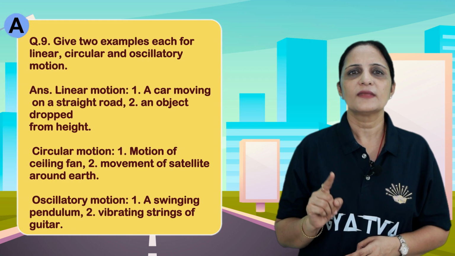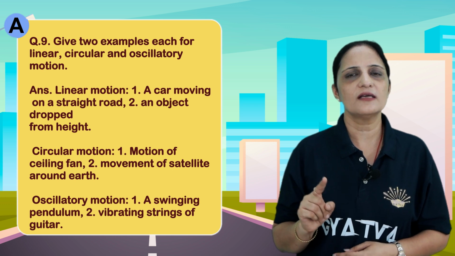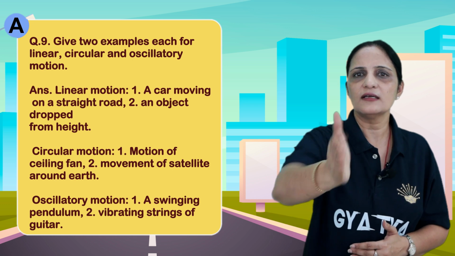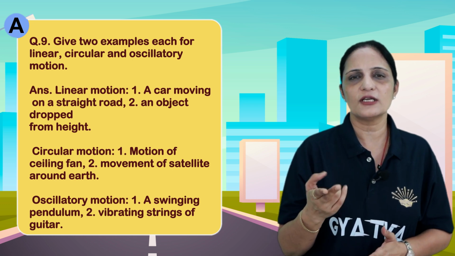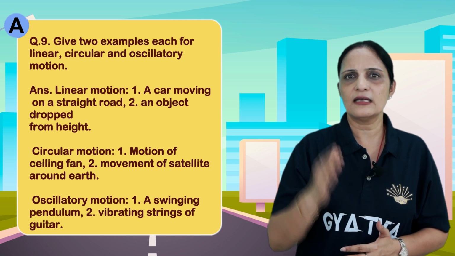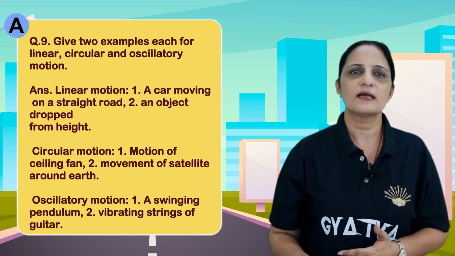क्वेश्चन नंबर 9. गिव 2 एग्जाम्पल्स ईच फॉर लीनियर, सर्कुलर एंड ऑसिलेटरी मोशन. लीनियर मोशन मीन्स मूविंग इन अ स्ट्रेट लाइन. अब 2 एग्जाम्पल्स पूछे हैं. So first example can be a car which is moving on a straight road. Second, an object which is dropped from some height.